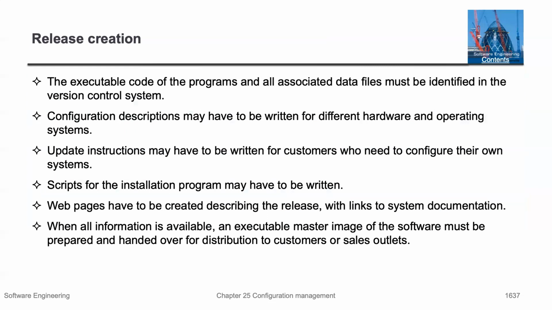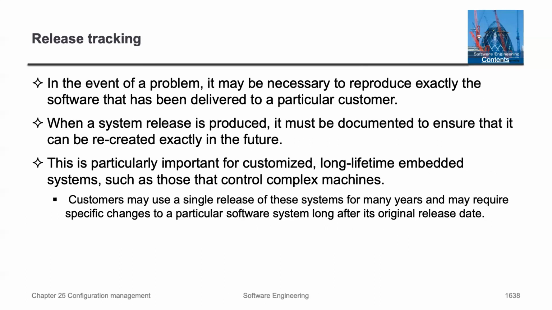For release creation, the executable code of the programs and all the associated files must be identified in the version control system. Configuration descriptions may have to be written for different hardware and operating systems. Update instructions may have to be written for customers who need to configure their own systems. Scripts for installation programs may have to be written. Web pages have to be created describing the release. And when all information is available, an executable master image of the software must be prepared and handed over for distribution for customers or sales outlets.